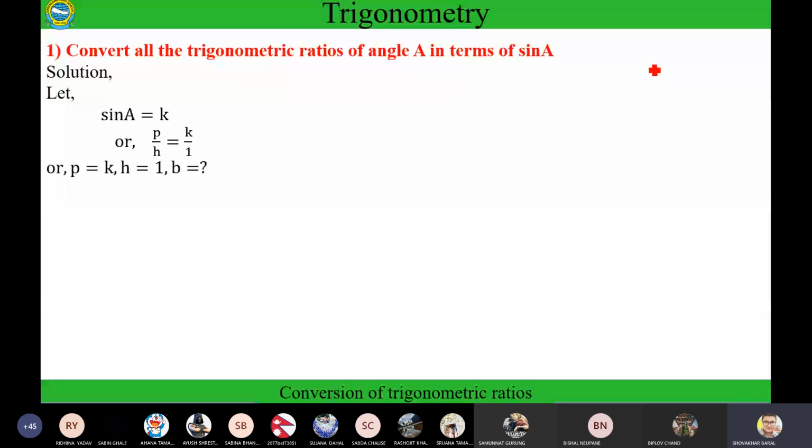I'll discuss another question where it will be a bit clearer. Suppose A by B is equal to 2 by 3, so A is equal to 2 and B is equal to 3. This is partially correct, partially incorrect. Why I am saying this is because it does not include all the values of A and B.